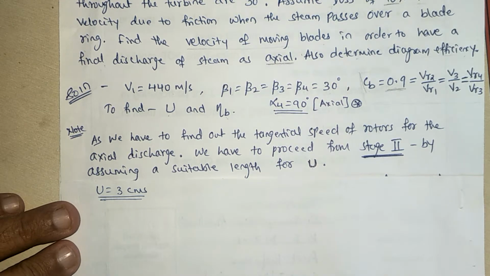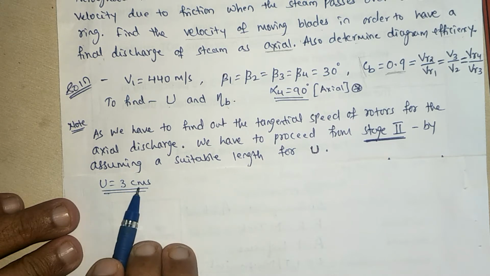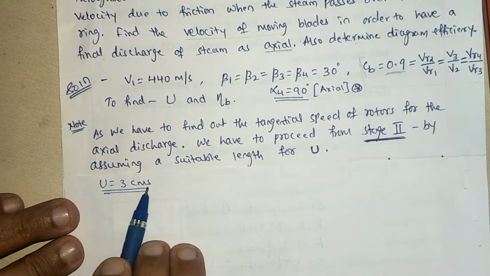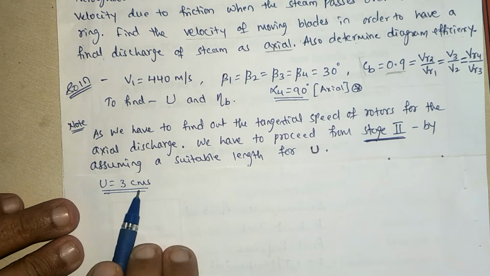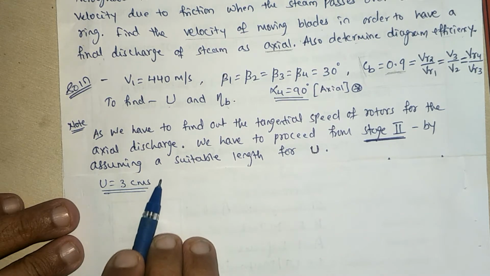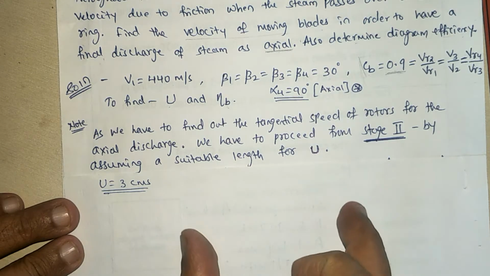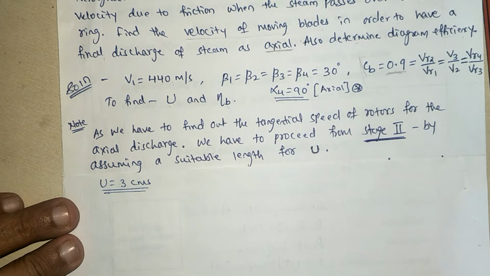At present we are just assuming the length of U is equal to 3 centimeters. This doesn't indicate the magnitude, right? The magnitude is obtained only by multiplying this 3 centimeters by the scale. The scale itself we are going to find from the velocity triangle.